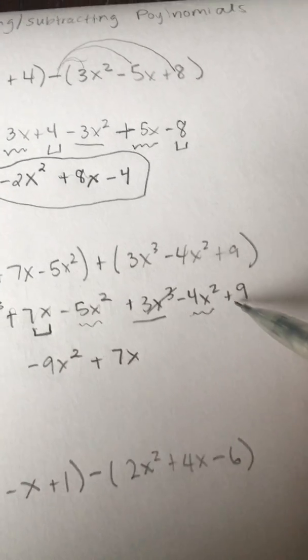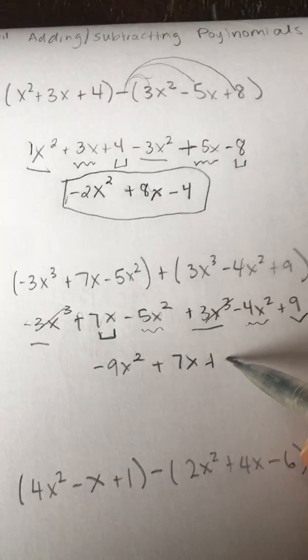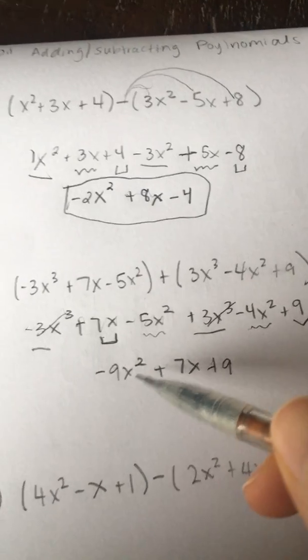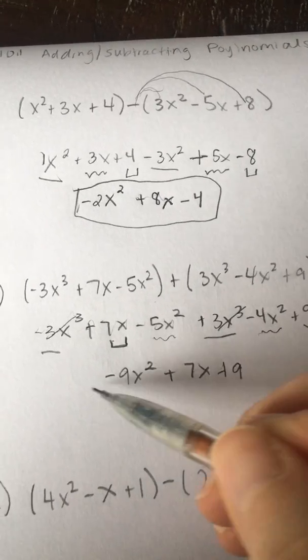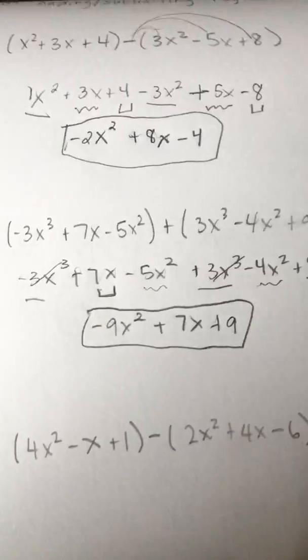Look and see, and the only other thing I have is a plus 9. So guess what? That comes down. Now, are any of these like? No, because they don't have the same exponent. Therefore, that is my final answer. Don't try to put those together.